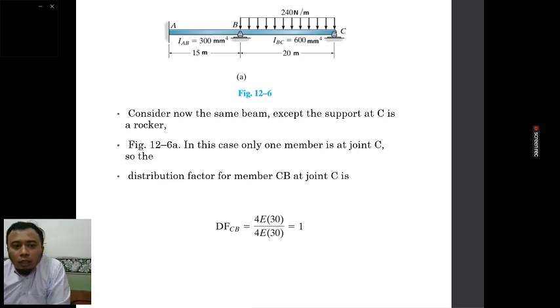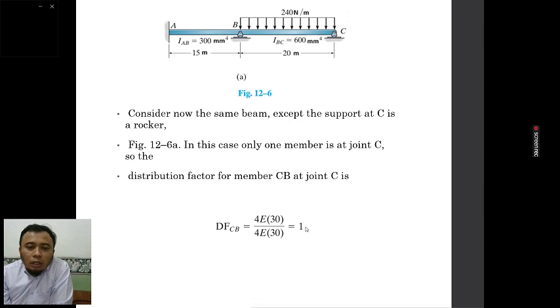So next, let's consider the same beam, but we change the joint C to a rocker instead of a fixed wall. In this case, joint C has only one member, BC. Compared to joint B, you have BC and BA. Compared to joint A, you have BA and the wall. But at joint C, you have nothing on the right-hand side. So your distribution factor will be different compared to the previous.